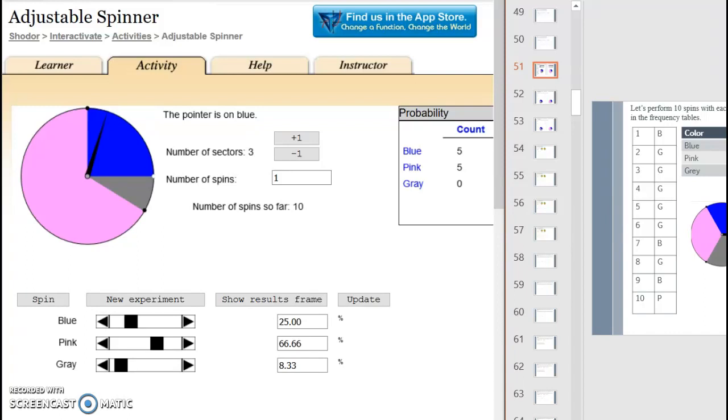Goodness. So our tally chart says that of the blue ones, we got 5. Of the pink ones of our trial, we got 5. And then of the gray, we got 0. All right, let's bring it back to our presentation.